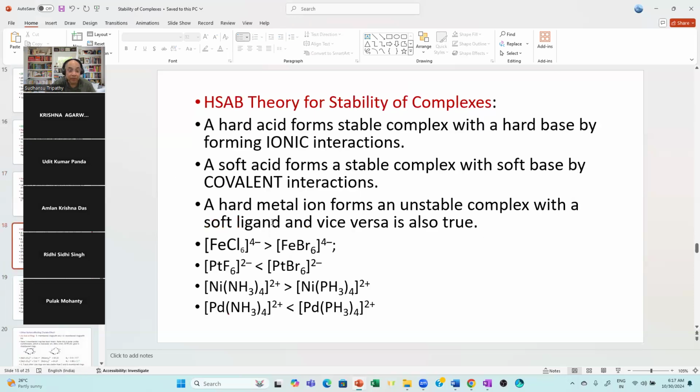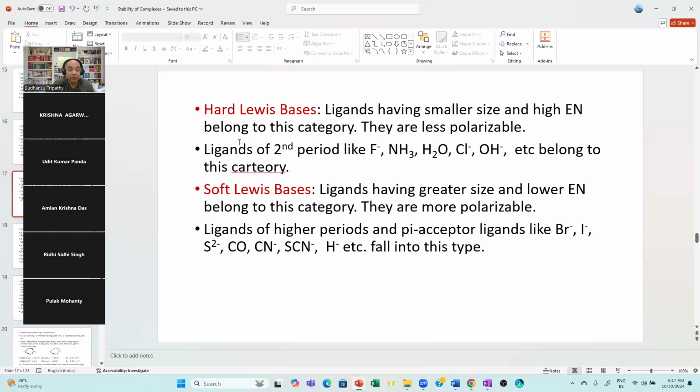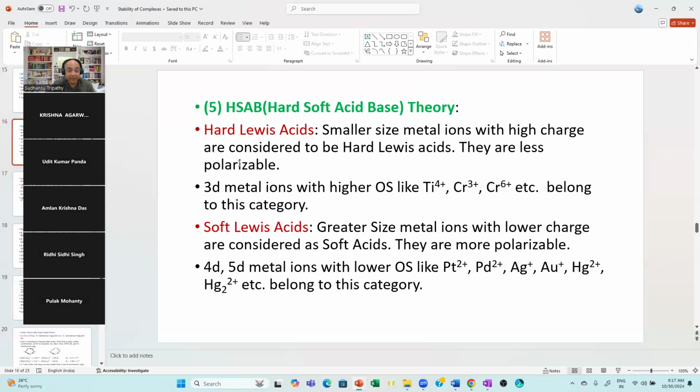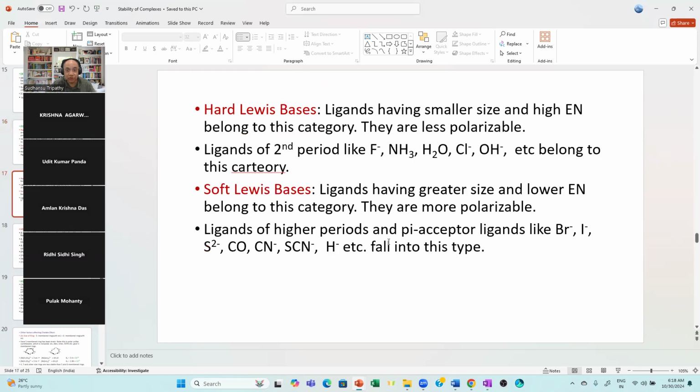I have shown you here the hard acids. The hard acids are high charge and small in size: titanium 4+, chromium 3+, chromium 6+, the 3d series. Soft Lewis acids are large in size, like platinum 2+, palladium 2+, silver +, gold +. These are 4d, 5d. So they will form a more stable complex.